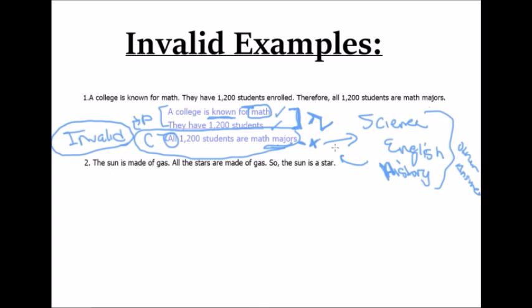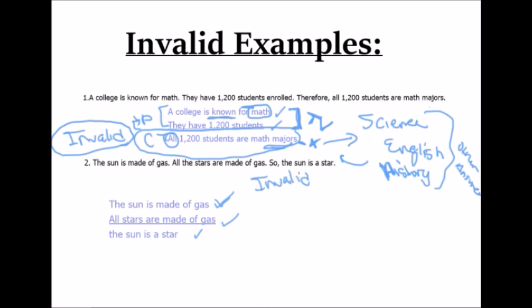Okay, next one. The sun is made of gas. All stars are made of gas. So the sun is a star. So we have standard form. The sun is made of gas. This is true. Obviously, we're going to say that's true. All stars are made of gas. Sure, that's true too. We know that from science. The sun is a star. We also know this is true. However, this is an invalid argument.